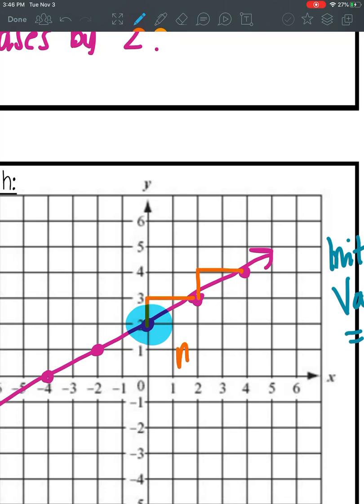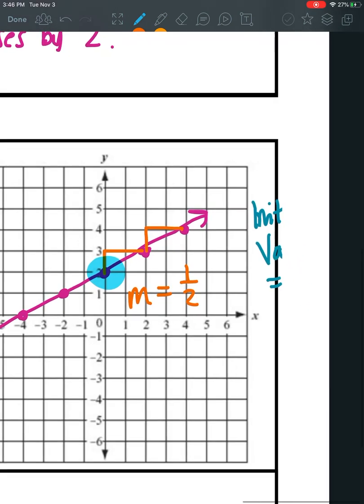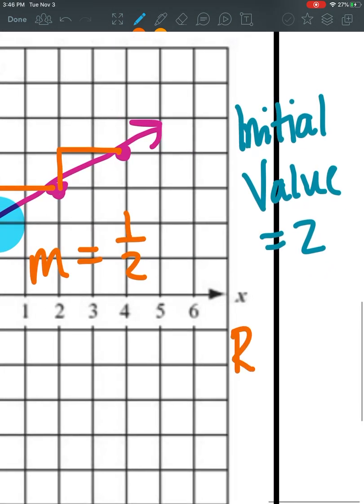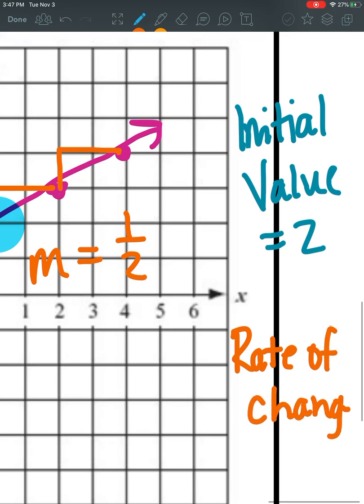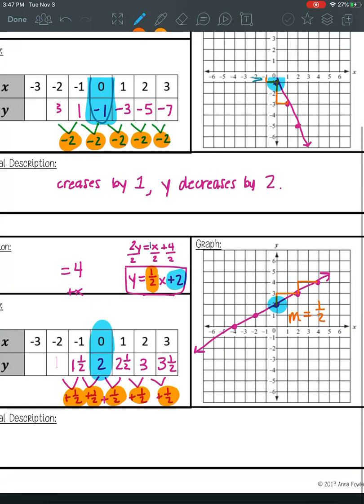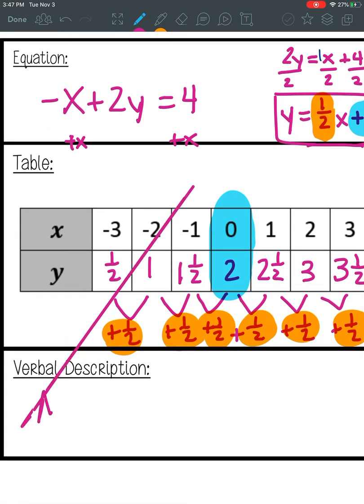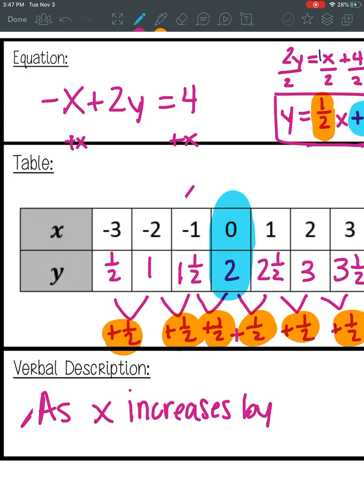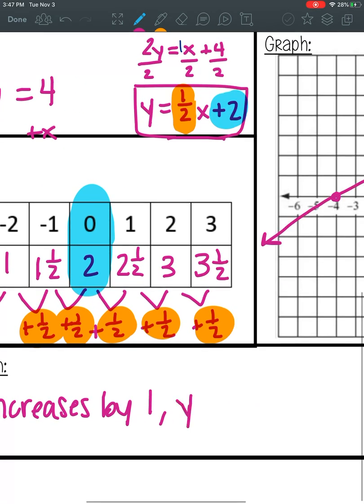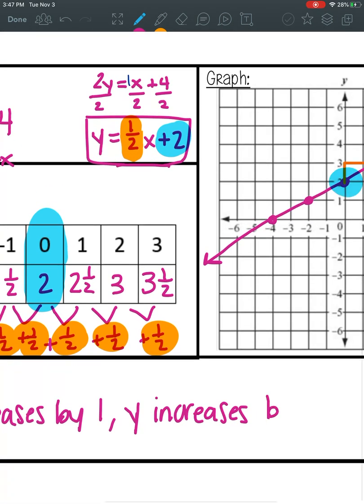If I look at my graph, we'd go up 1, forward 2, up 1, forward 2. So the slope is 1/2. So our rate of change is 1/2. Okay, and then a description in words for this is that each time x increases by 1, y is increasing by 1/2.